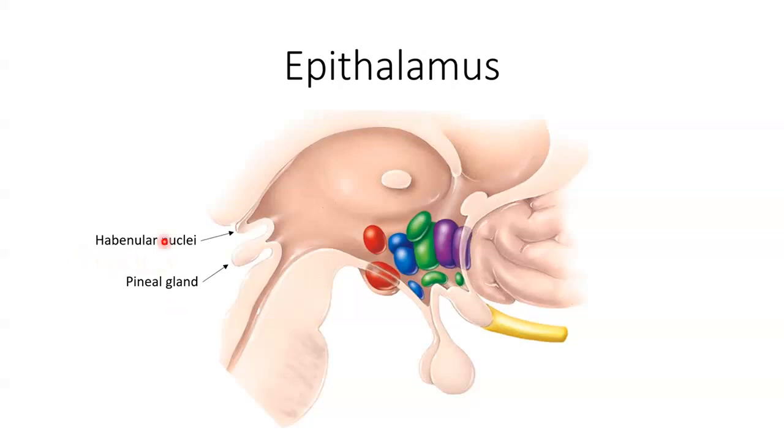The functions of the habenular nuclei are less understood, but they're thought to include the regulation of neurotransmitters serotonin and dopamine, which you may have heard of. They're involved in mood and motivation, help regulate the sleep-wake cycle alongside the pineal gland, and help integrate sensory information relating to olfaction, or to smell.